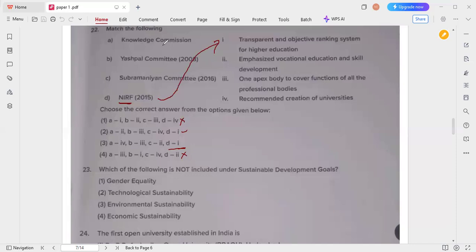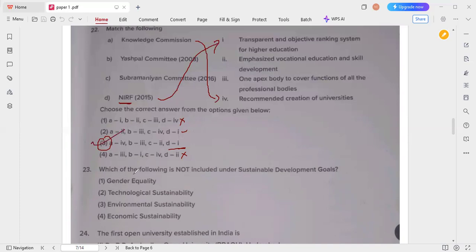So next is about Knowledge Commission. Usually Knowledge Commission will recommend the creation of universities. So A coming to the fourth option. Where A4 is there in the third option. And also B, Yashpal Committee. This Yashpal Committee is one apex body to cover functions of all the professional bodies. And Subramanian Committee, which emphasized vocational education and skill development. So that's why option 3 is the correct answer.